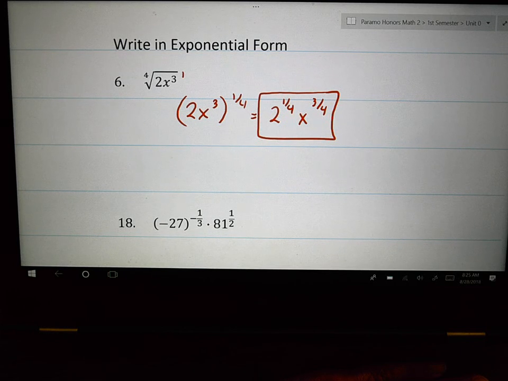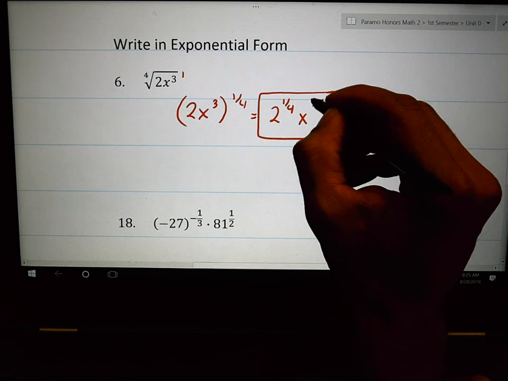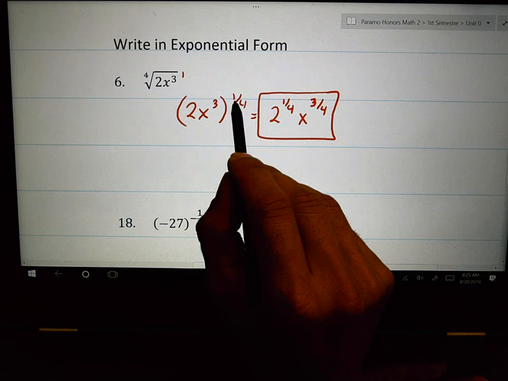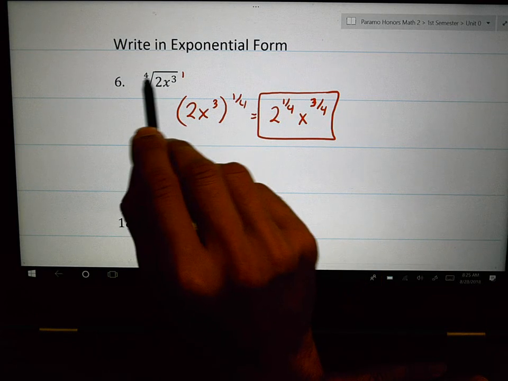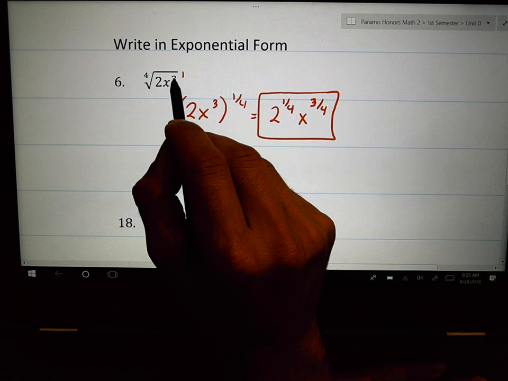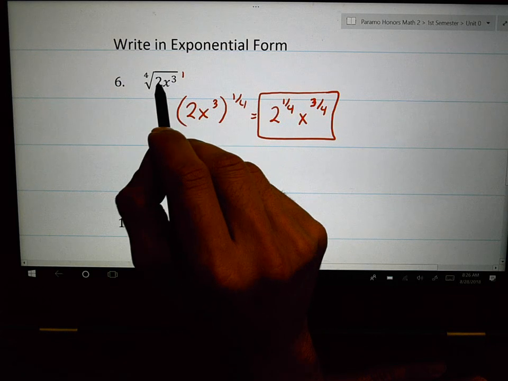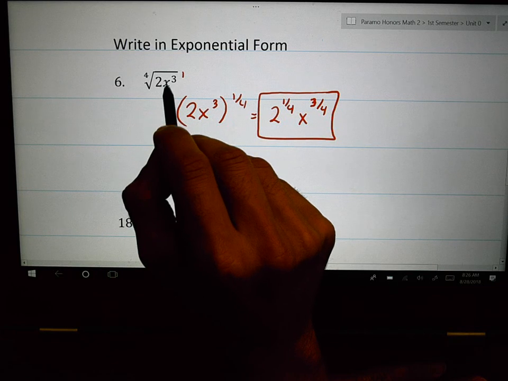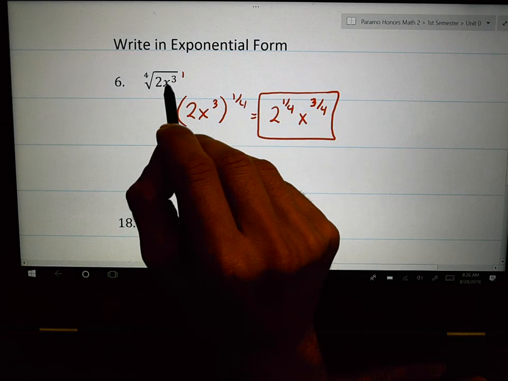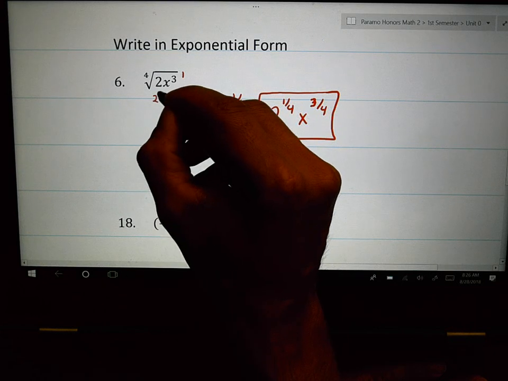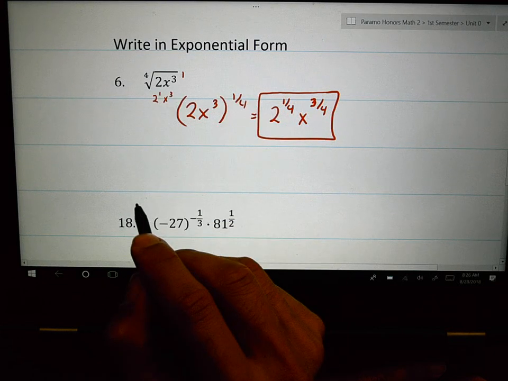Yes, ma'am? Why wouldn't it be 3/4? Like, why is that? Because it's just this one here? Or why is it 3/4? No, like why wouldn't it be over here, 2x to 3/4? Because this 3 only applies to the x. This 3, does it apply to that too? No. Are there parentheses around this where that 3 is for the whole group? No. This 2, it's like 2 to the 1st, x to the 3rd right there.